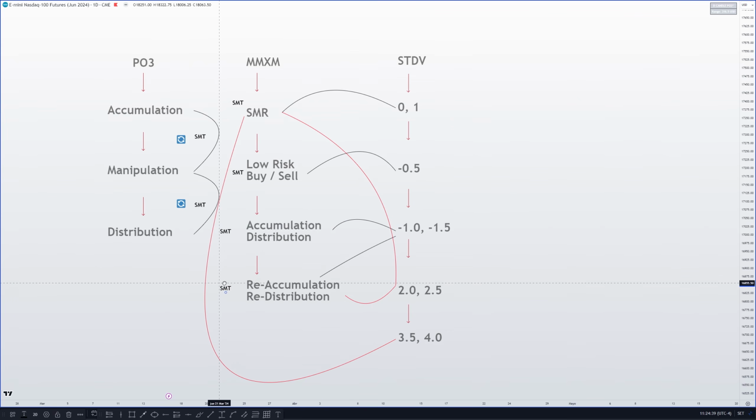The next, reaccumulation and redistribution, the same dynamics here. You can find one SMT at the end and the beginning of this new stage.